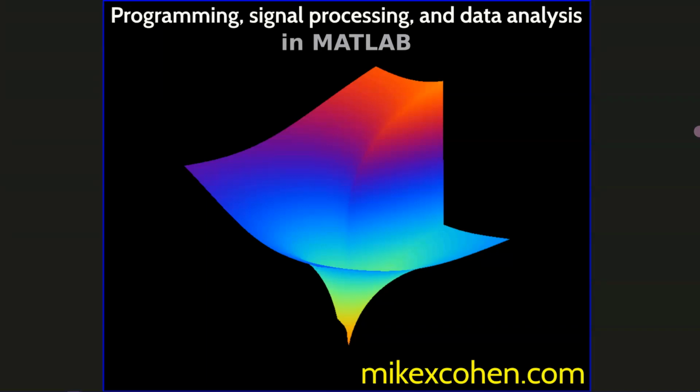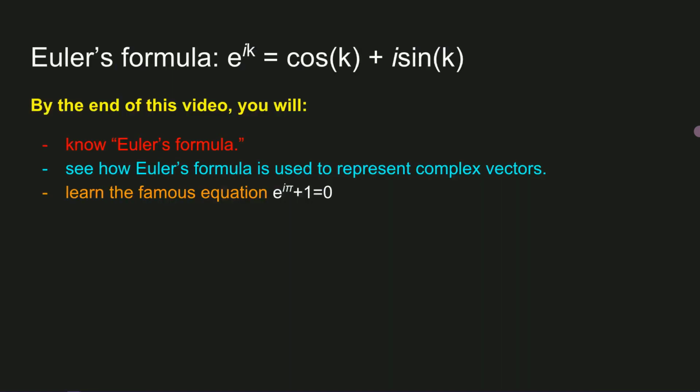In this video, I'm going to introduce you to Euler's formula. This is one of the most famous formulas in all of mathematics. It's related to complex numbers, and for the Fourier transform, it will provide a compact notation for representing detailed information about the signal. It also directly leads to what many people consider to be the most beautiful equation in all of mathematics.